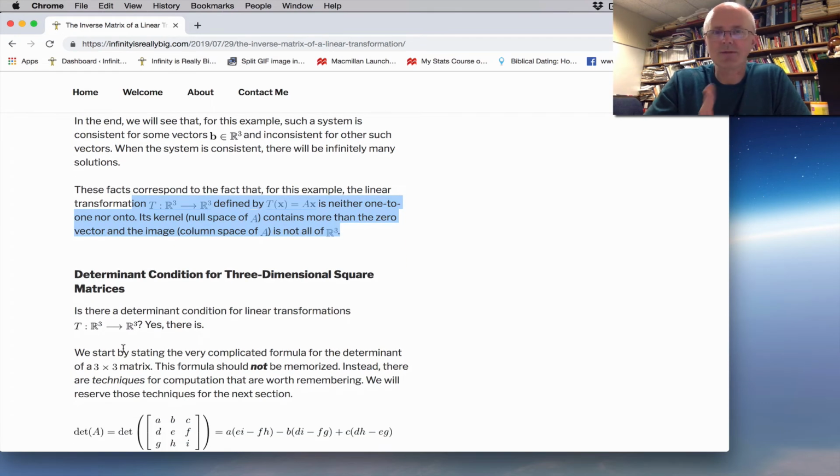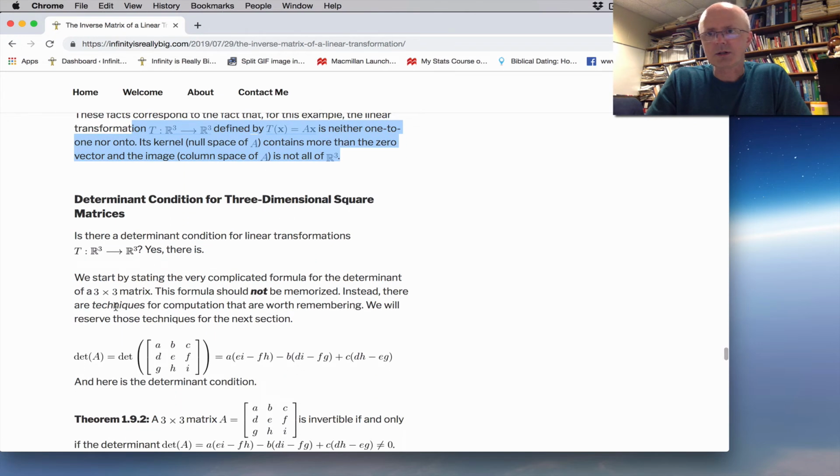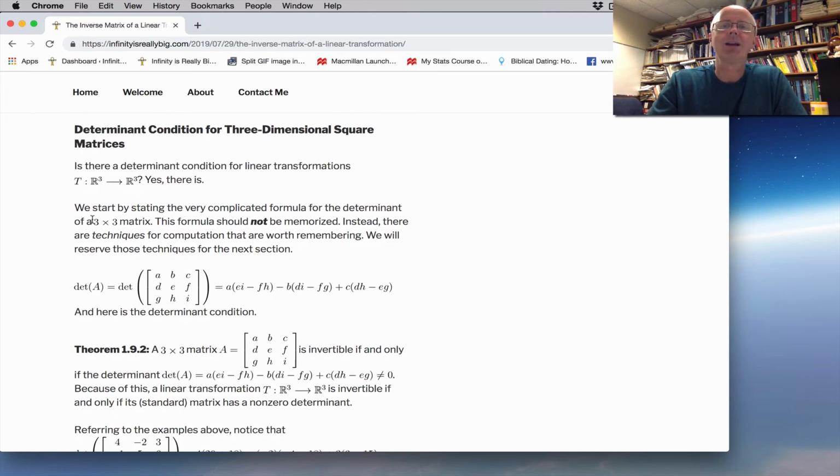Notice the dimensions of the domain and codomain here are the same. You might wonder, is there a determinant condition for 3 by 3 matrices? And the answer is yes, there is a determinant condition. Determinants for higher dimensional matrices get much more complicated. Actually, my last section of chapter 1, what I'm planning to be my last section, the next one, section 1.10, will be about determinants in general, especially 2 and 3 dimensional determinants, focusing on some geometric interpretations of determinants.